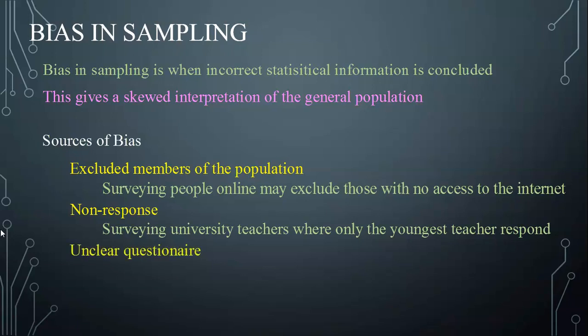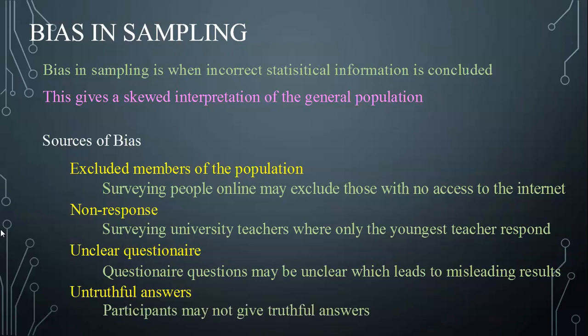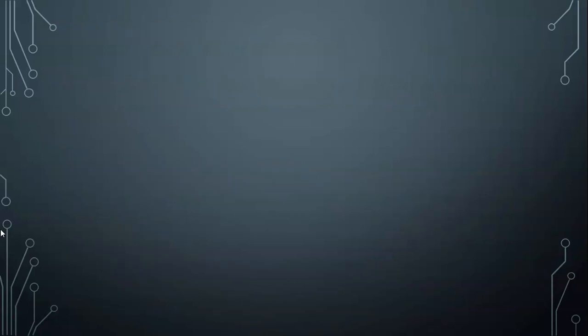And it could be a non-clear questionnaire. For example, questionnaire questions that are unclear could lead to misleading results because maybe the participants taking the survey did not really understand the questions well, so that could lead to misleading information. And finally, the last source of bias that we're going to discuss here is untruthful answers, because sometimes participants could be intimidated to give truthful answers. So in that case, you will be dealing with bias as well.